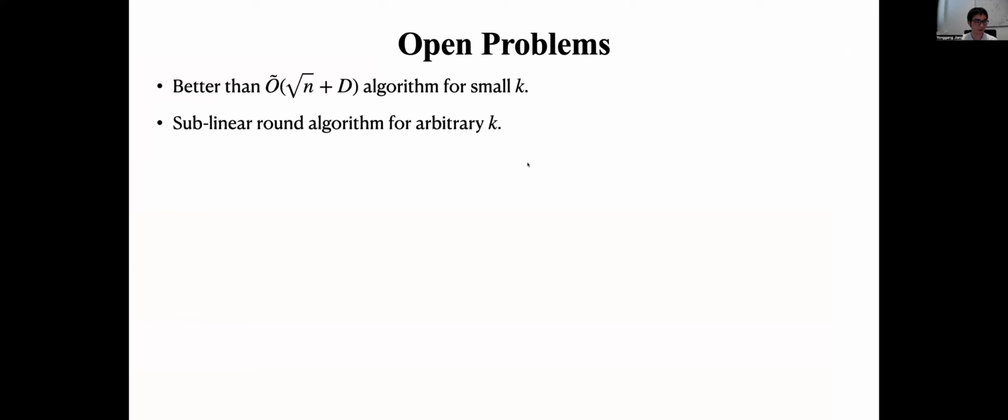And the second open problem is to get a sublinear round algorithm for arbitrary k. Our algorithm is quite inefficient for a very large k, like k equals order n. And it is a very interesting question to get a sublinear algorithm in this case. And also in parallel, streaming or some other models, vertex connectivity is still quite open. And it will be interesting to see new algorithms coming out in these models.